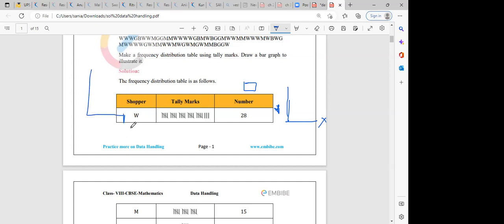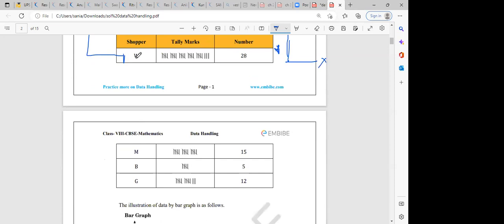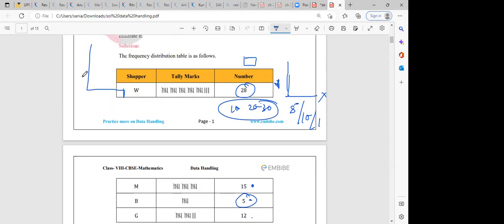Now over here you can see W, M, B, G. These are the shopkeepers, and this is the number. The important thing is these numbers: 5, then 15, then 12. Minimum is 5 and maximum is 28. So you can take the gap of 10, 10, or you can take the gap of 5, 5: 5, then 10, then 15. Let's just take it like 5.